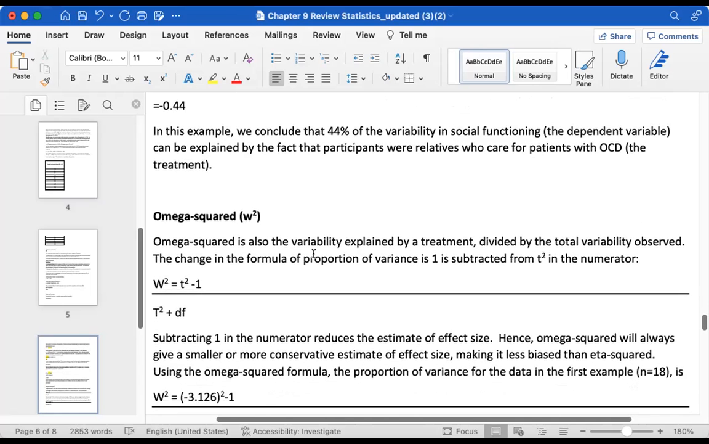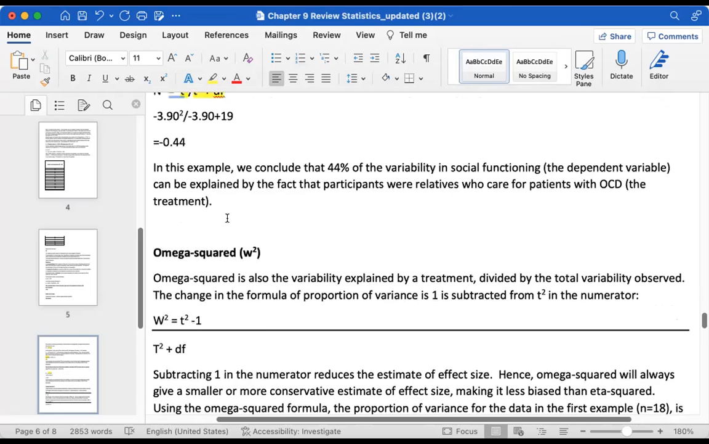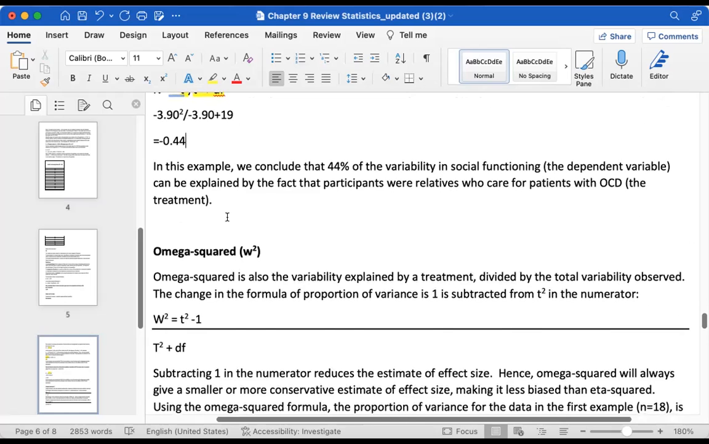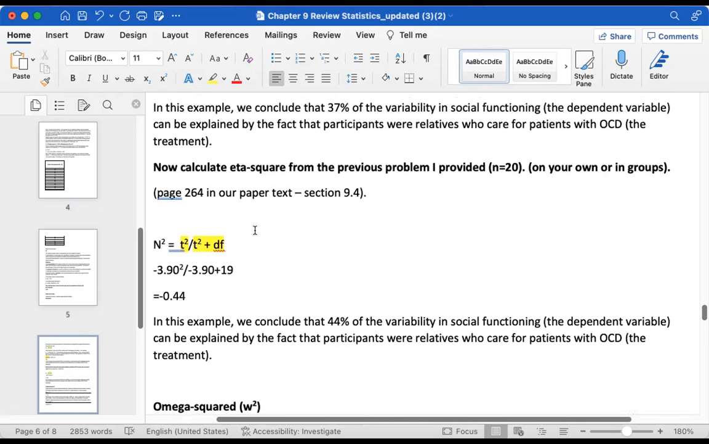So omega squared, W2. Wait, go back down. Oh, I'm sorry, go back. Yeah, this was 3.90 divided by negative 3.90 plus 19. We did 4 brackets. 5 or 6 would probably be okay. 4 seems to do the trick. Just that emphasis on, hey, this is what I want you to do, calculator.